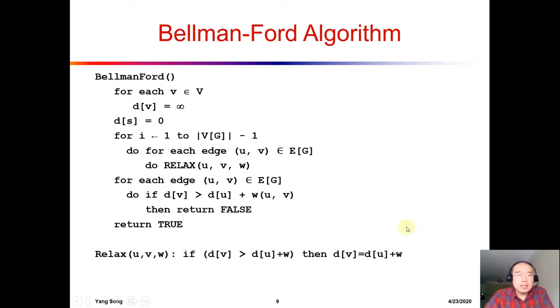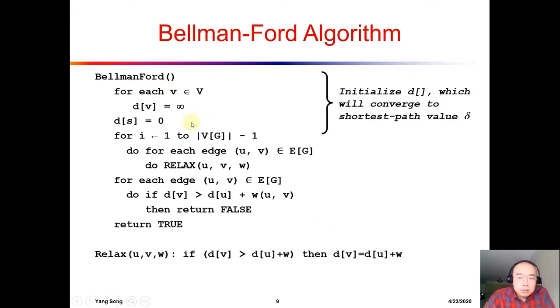For this BF algorithm, the first part is to initialize D. To initialize D, we set all the cells of D to infinity. And for the source S, we specify the distance as 0. So from the source to the source, the cost is 0.